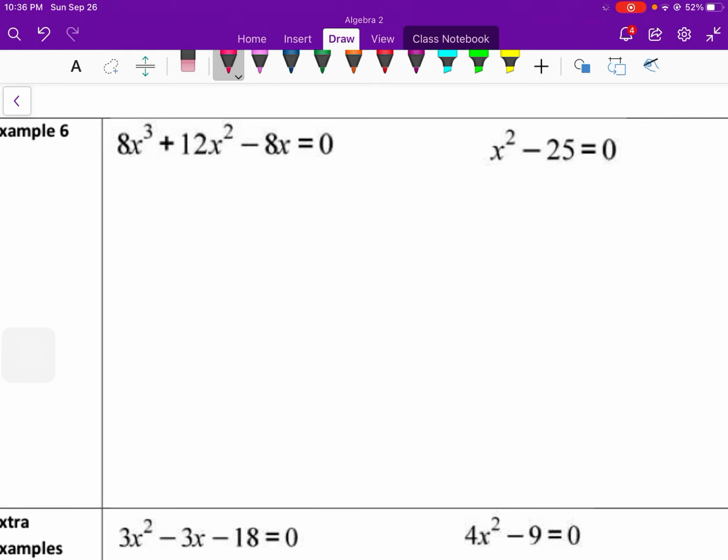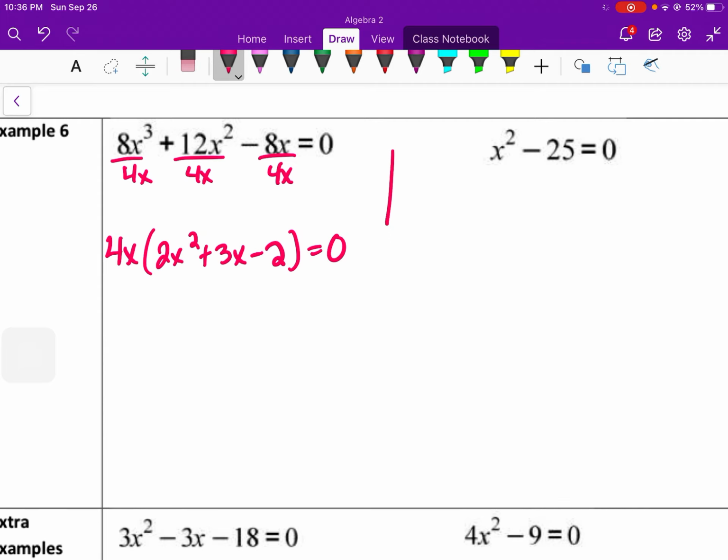I'll do one more. All right, this one has a common factor. I can divide them all by 4 and x. So you could just divide all by 4 and get rid of the 4, or you can leave the 4 out front. It really doesn't matter. When you solve, you're going to get the same answer. That x is going to be 0, but the x has to be out front. So then I get 2x squared plus 3x minus 2 is left equals 0.